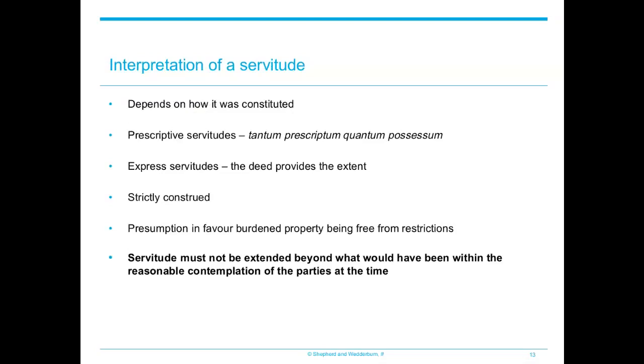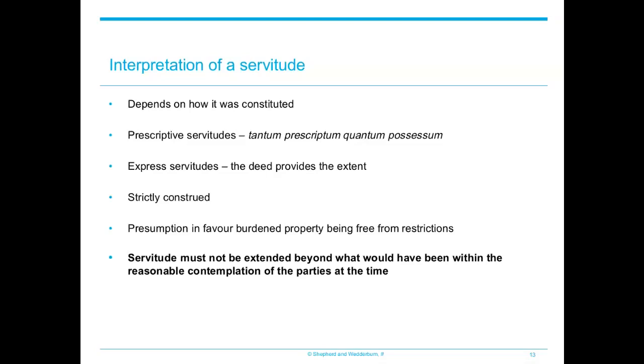And what sort of approach do the courts take then when they're interpreting the servitude? Because the servitude is a limitation on freedom of ownership, the courts do construe them quite strictly, and there is a presumption in favour of the burdened property being free from restrictions. However, it's not a question of taking the most strict and narrow construction possible. The courts will take a purposive approach, taking into account the interests that the parties intended to protect when the servitude was created.